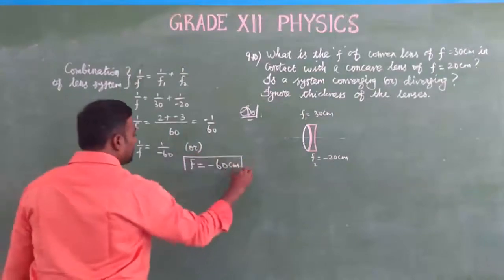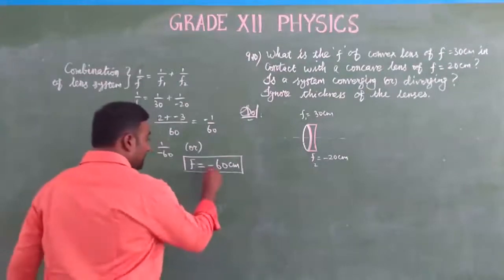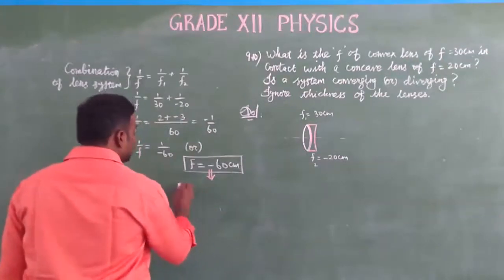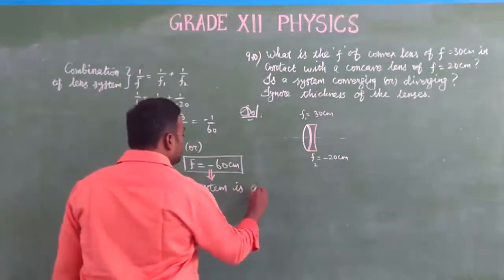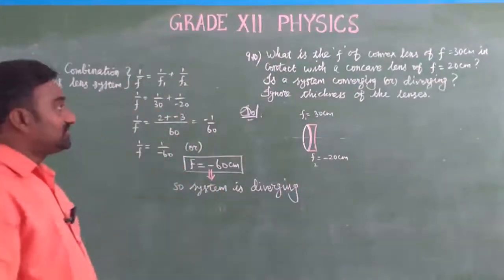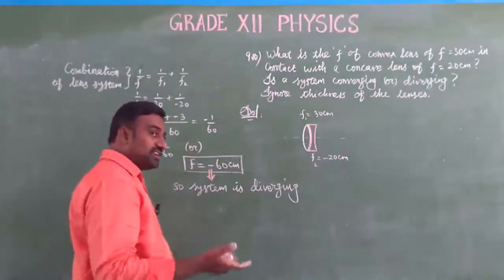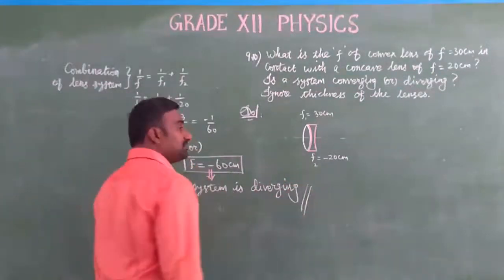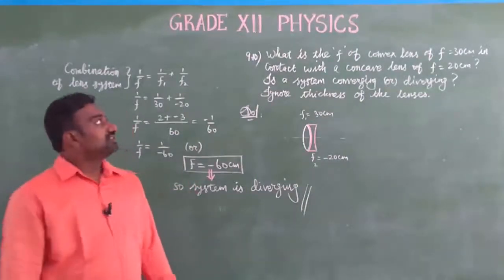So the net focal length of the combination is minus 60 centimeter. Due to the negative sign, the combination of the lens system is diverging. Okay, that's it. Whatever the reason, the combination of the lenses is finally diverging. Based on this, there is a possibility of a 1 mark as well as a 2 mark question, so kindly go through this question.